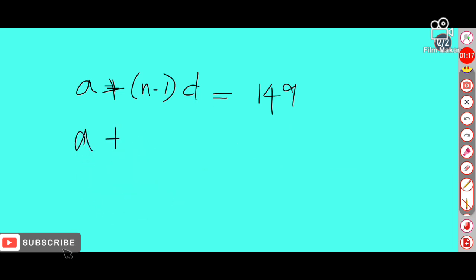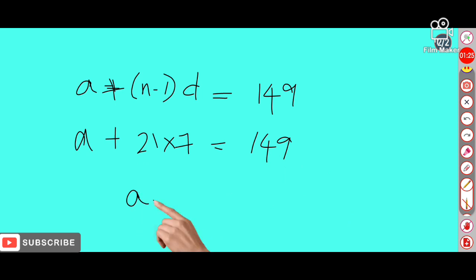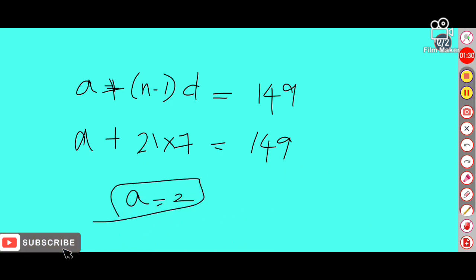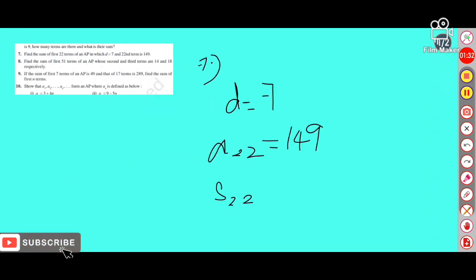The n value is 22, so 22 minus 1 is 21, cross 7, equals this 149 value. So the value of a is 2. This is general maths, so kindly work it out. Now they are asking to find the sum of the first 22 terms.